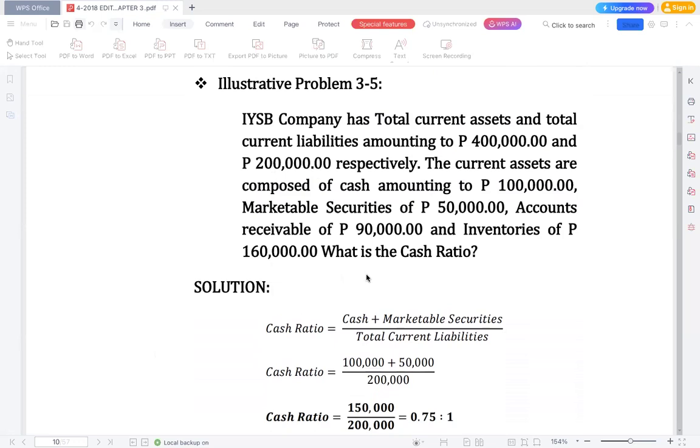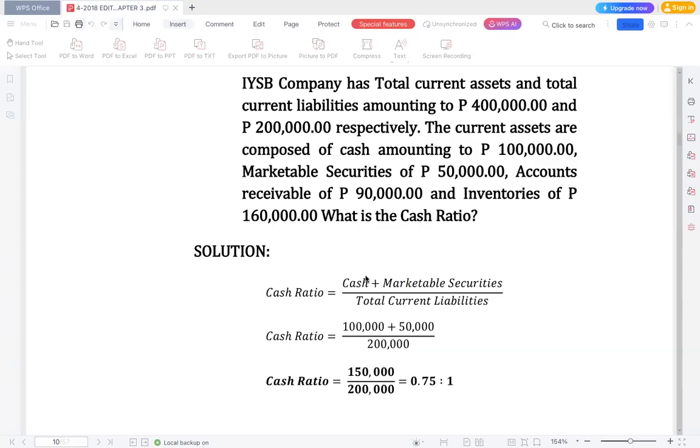Now, to illustrate further, we have IYSB company, with total current assets and liabilities amounting to 400,000 and 200,000 respectively. The current assets are composed of cash amounting to 100,000, marketable securities of 50,000, accounts receivable of 90,000, and inventory of 160,000. So disregard inventory, disregard receivable, consider cash 100,000, marketable securities 50,000, divide this by 200,000. So your cash ratio is 0.75 is to 1.